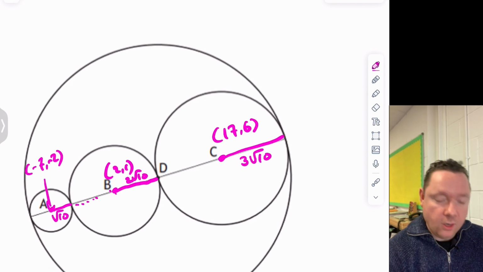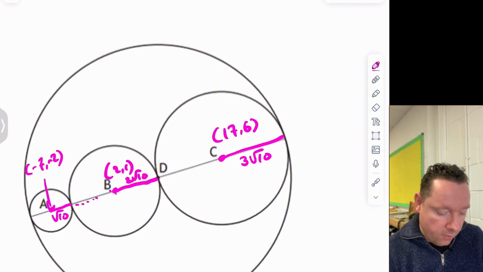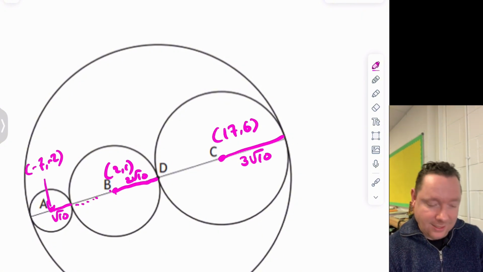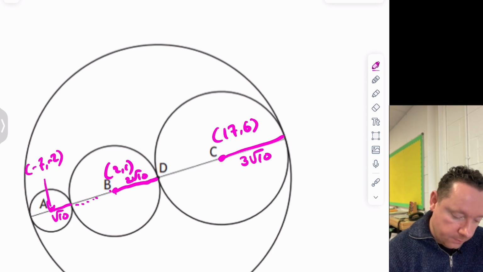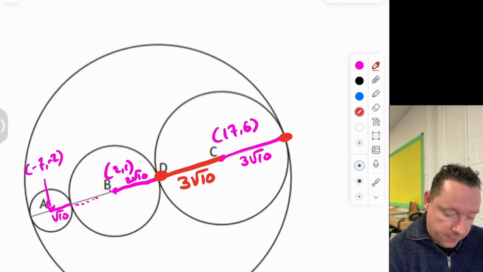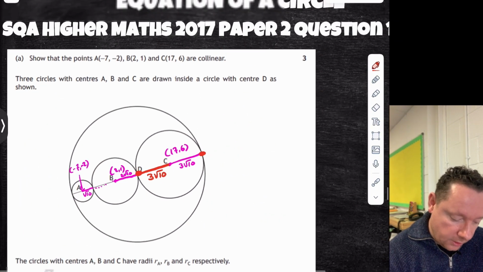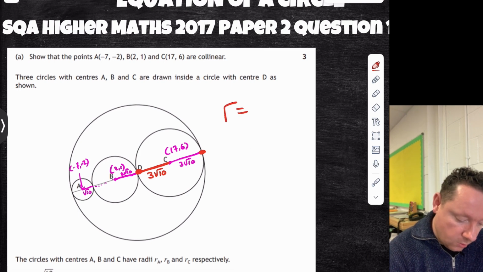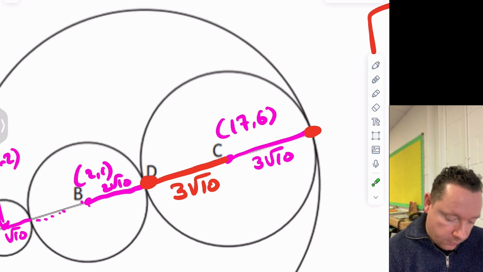And for us to get the equation of a circle, we need two things. We need the radius of the circle and its centre. Well, do we know the radius? Well, let's just use a different colour. This distance here is also 3 root 10. So the radius from D all the way over to here is 3 root 10 plus 3 root 10, which is 6 root 10. So our radius, if I just write it at the side of the big circle, is 6 root 10.